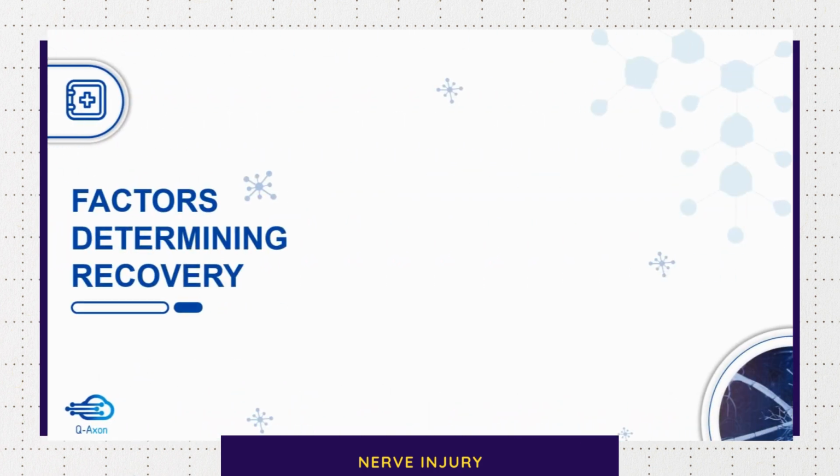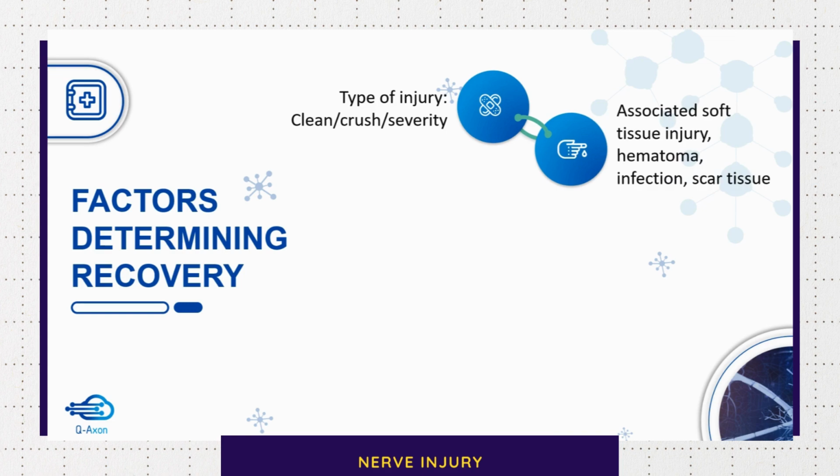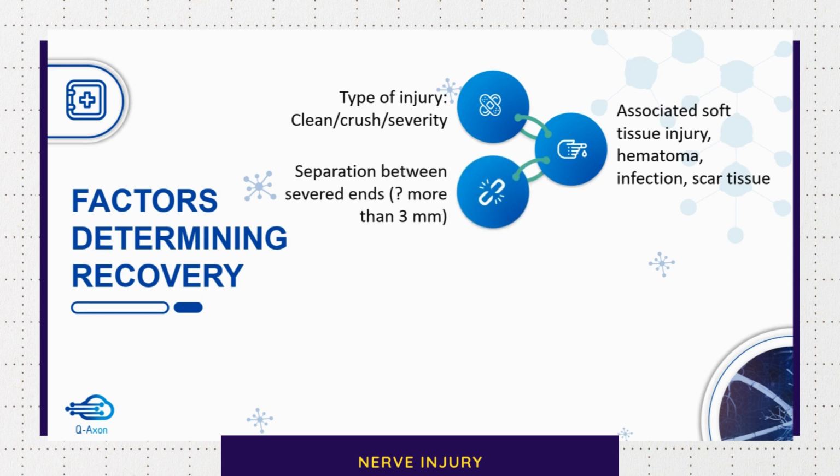Now, there are many factors which determine recovery after nerve injury. For instance, if the injury is a clean injury, the chances of recovery are much better when compared to a crush injury. Likewise, if the injury is associated with a lot of soft tissue injury, hematoma in the region, infections, or extensive scarring, the chances of recovery are slim. Also, if a nerve is injured in such a way that the two ends are more than 3 millimeters apart, then surgical intervention is required to facilitate recovery.